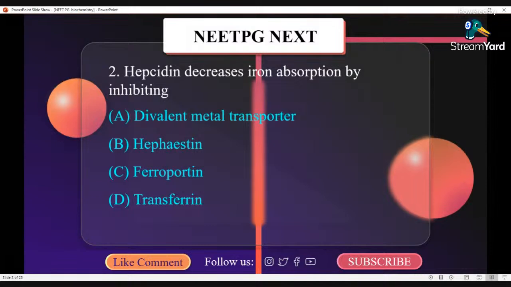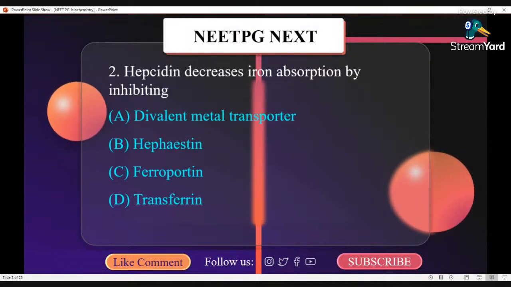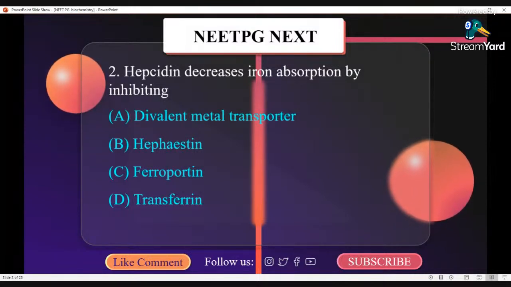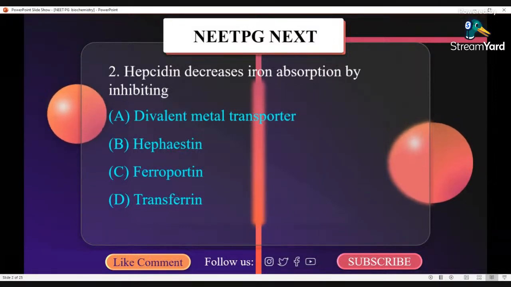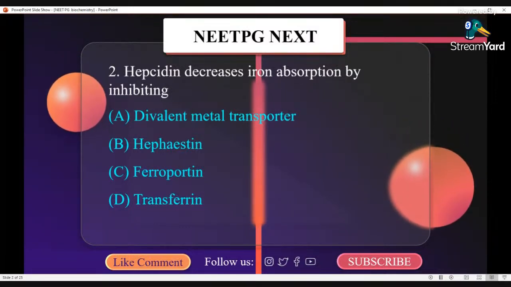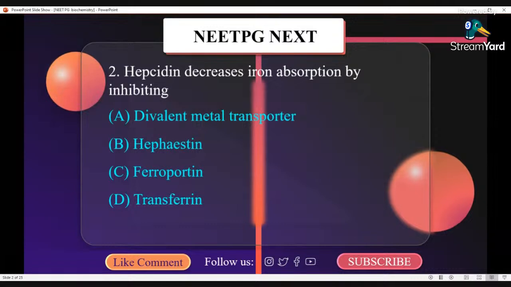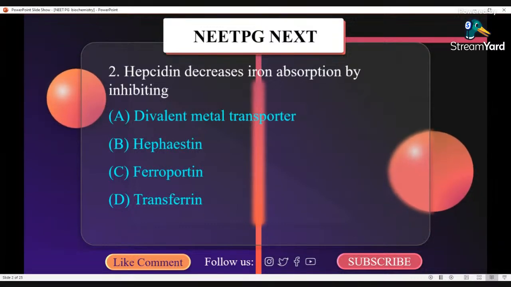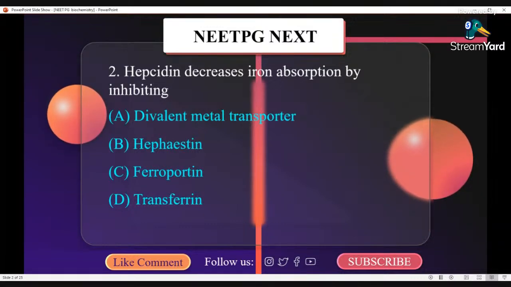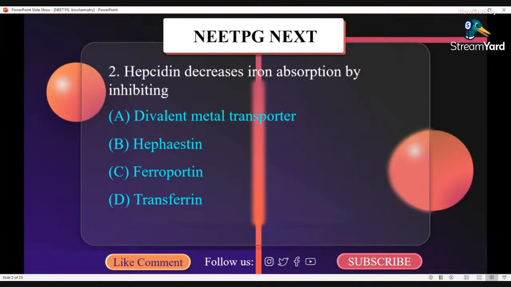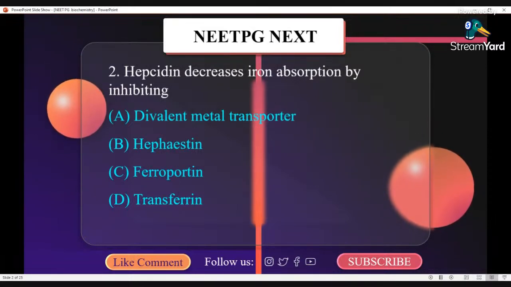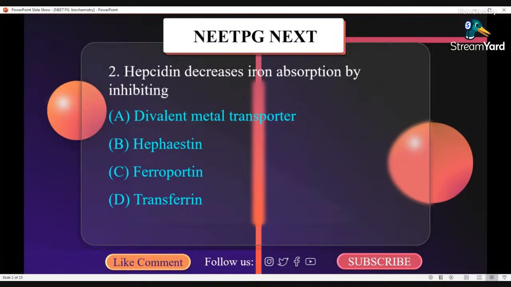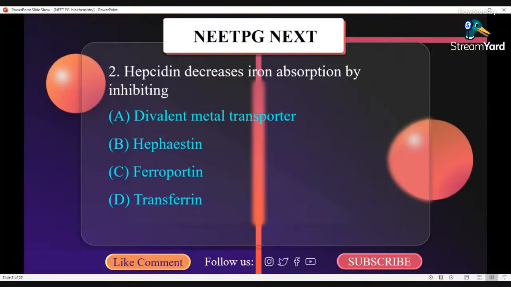Hepcidin decreases iron absorption by inhibiting which enzyme? It is ferroportin. Hepcidin regulates iron metabolism. It mainly regulates iron entry into the circulation. By inhibiting ferroportin, hepcidin reduces the dietary iron absorption.